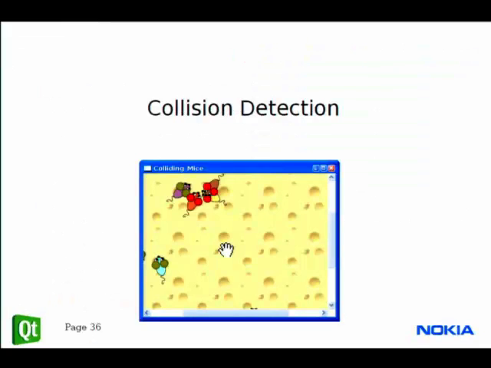Collision detection. There's a colliding mice example, by the way, that comes with Qt that you can look at that shows you the full code of these next couple of examples. But I'll just summarize. What it does is it shows you a bunch of mice running around, and then whenever they collide with each other, their ears turn color from green to red. And they also change their direction a little bit.